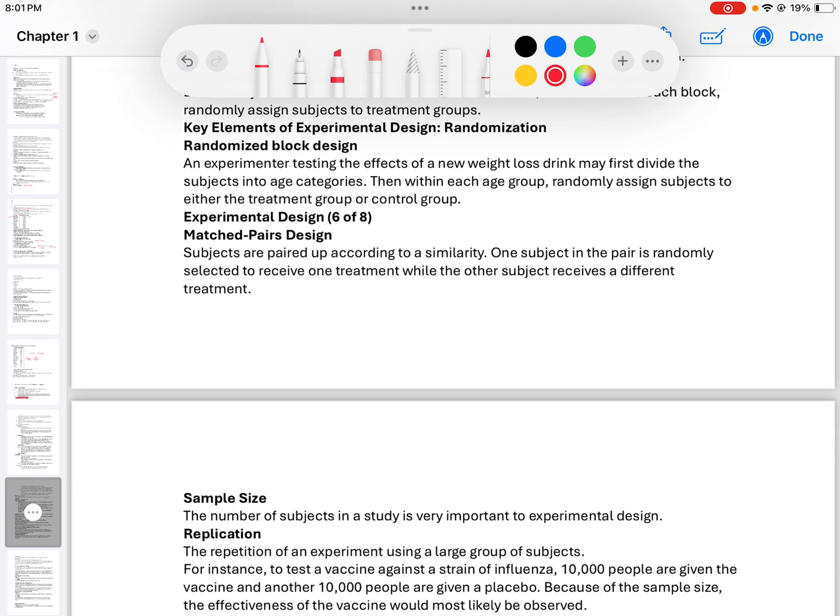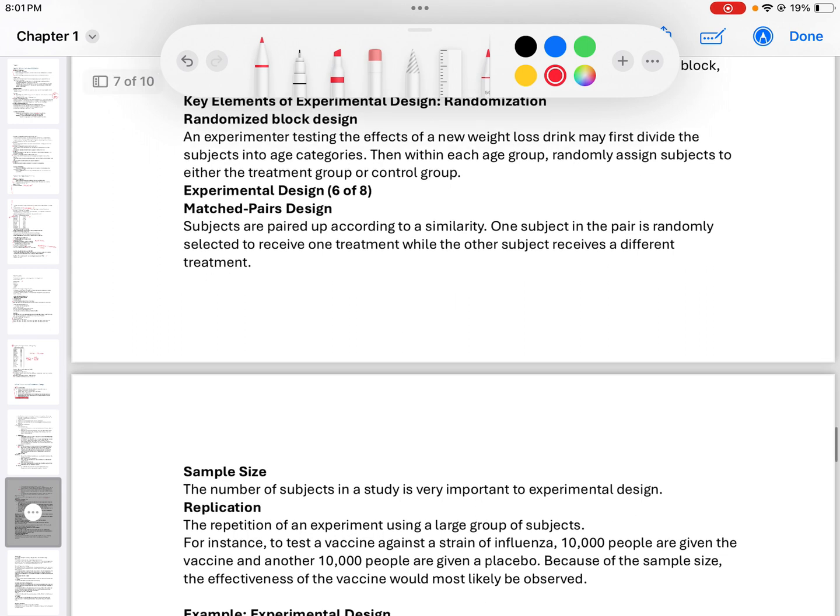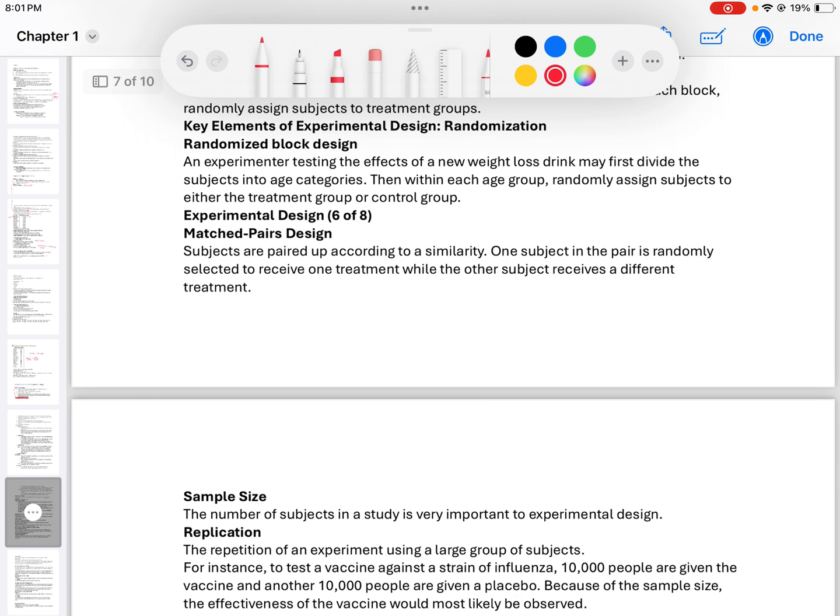Key elements of experimental design are randomization. One type of randomized experiment is randomized block design. An experimenter testing the effects of a new weight loss drink may first divide the subjects into age categories. Then within each age group, randomly assign a subject to either a treatment group or the control group.